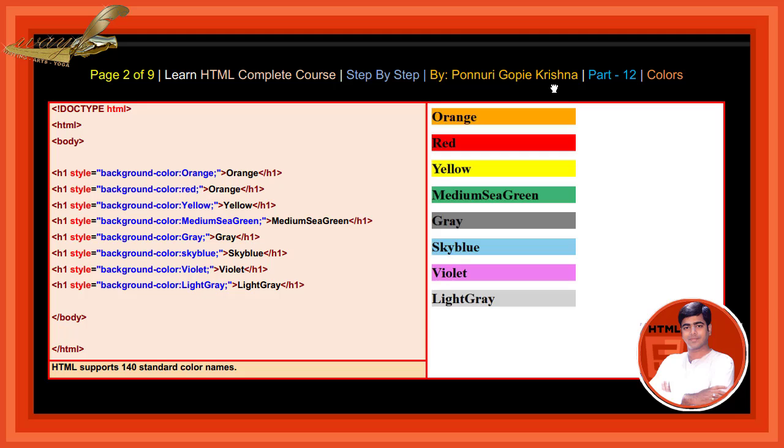See here, we are writing code. See background color orange, color red, yellow, medium sea green, gray, sky blue, violet, light green, like this. If we write and execute this code, the colors will be arranged like this. HTML supports 140 standard color names.